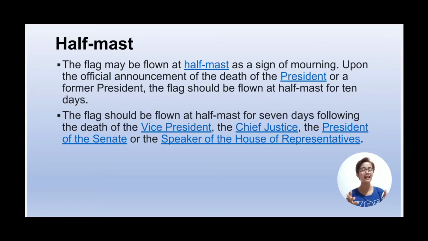So, pag kini sila ang mamatay, if ever lang, okay, naka-half-mast ang flag nato for straight 7 days. But if ang leader sa bansa nato, the President or the former President ang mamatay, if ever, naka-half-mast ang atong flag for straight 10 days.